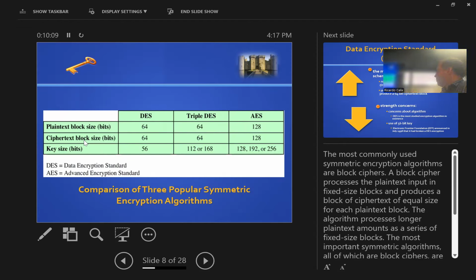So you have DES, plain text block size 64, and you can see AES is 128. Ciphertext is 64 to 128, and then the key sizes can be bigger. Remember, when we have a key, one of the simplest solutions is we use that key to generate a sequence of other keys, and those keys can be of any other size, right? So that's a simple solution. But yeah, that's the idea. So these are the three popular symmetric encryption algorithms.